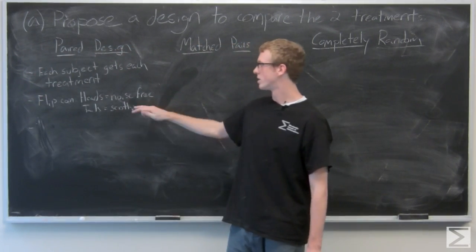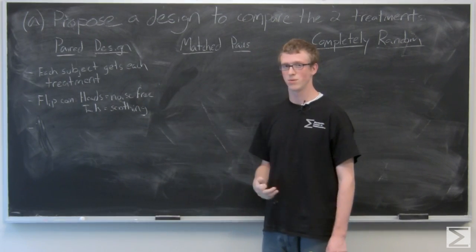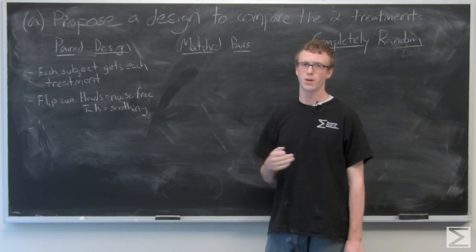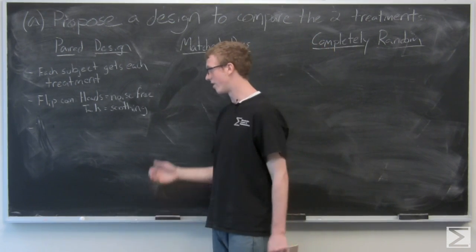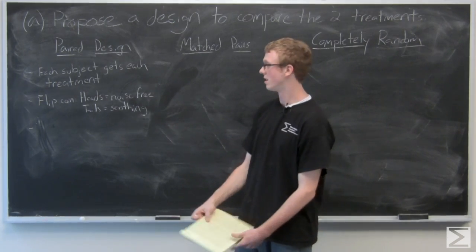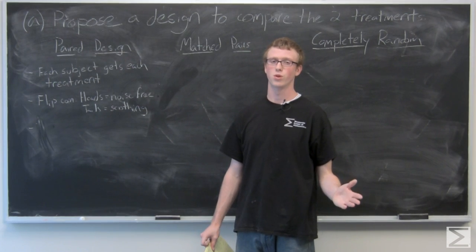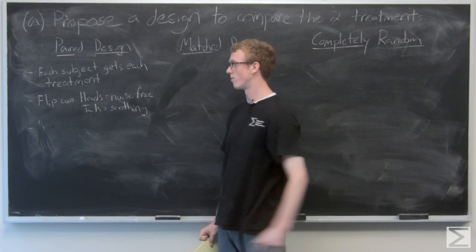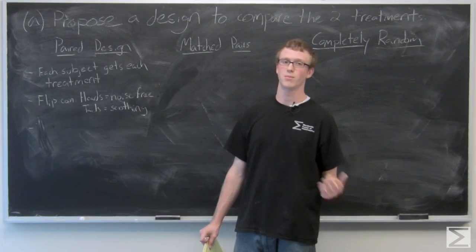So once you've flipped the coin and you've given each subject each treatment, once with the noise-free environment, and then after a significant amount of time between each test, once with the soothing music, you're then going to compare the data. You are going to subtract the pressure before from the pressure after in the noise-free environment, as well as the pressure after minus the pressure before for the soothing music.